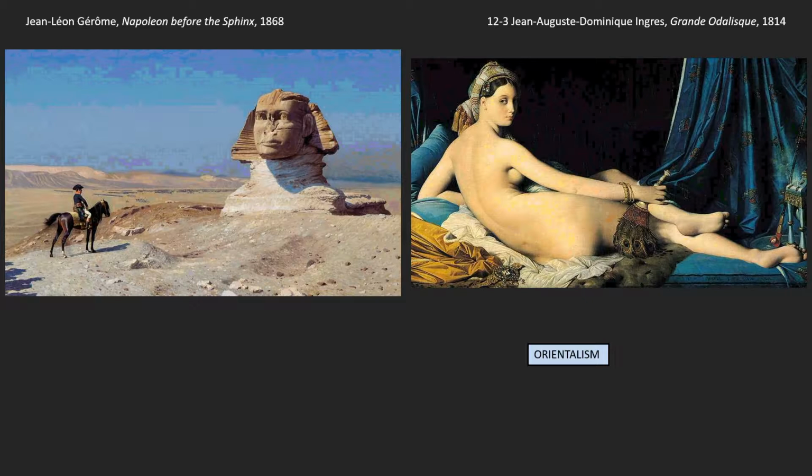Right? They're part of that ideology that use images of others, of non-Europeans, to sort of establish a hierarchy, right? A status quo that said European culture is better.